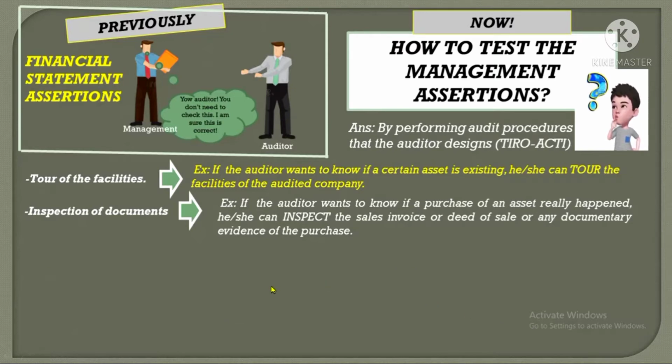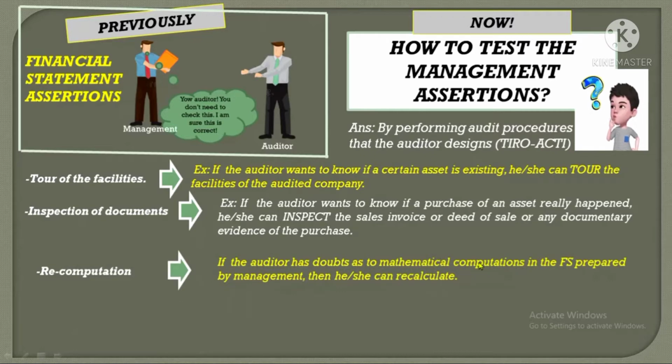So, alright. Next we have recomputation or recalculation. If the auditor has doubts as to the mathematical computations or mathematical accuracy in the FS prepared by the management, then he or she can recalculate. Next we have observation.